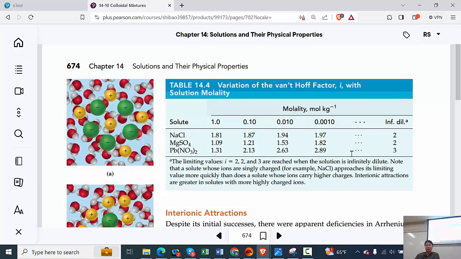Something simple would be, okay, even when we get to a solution that's only 1 molal, which would be about 1 molar, even sodium chloride shows about a 10% deviation from ideal. This is what I would have done. But it gets much worse, because when you look at lead at 1 molar, it's way worse. It's supposed to be 3, but it's only 1.3.